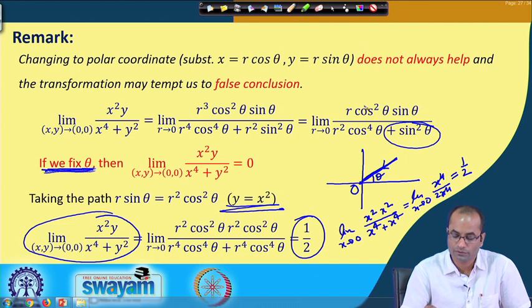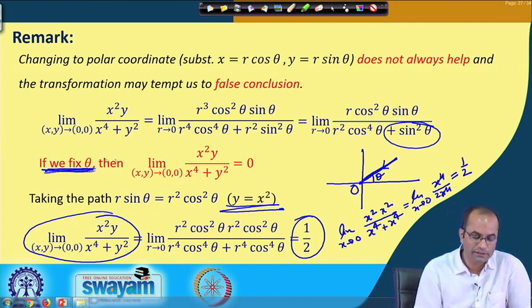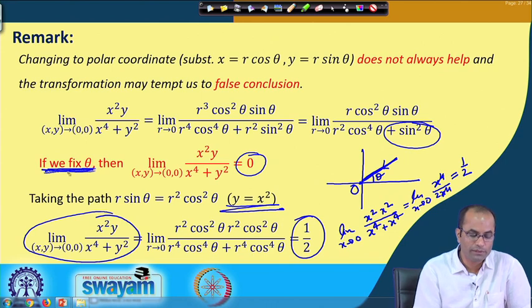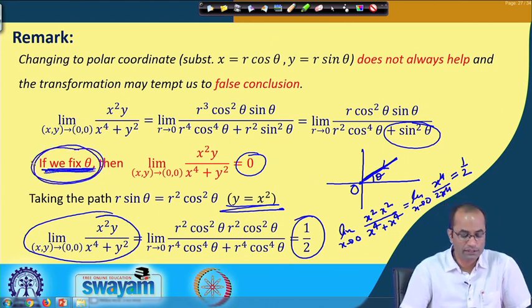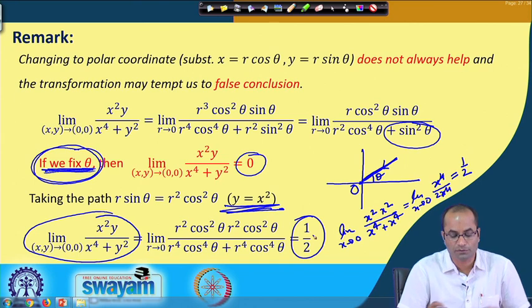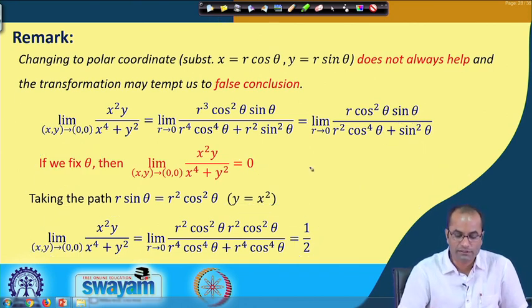While by not closely looking at this here, we could have made this mistake by taking this limit here as r goes to 0, and then this limit is 0. But this is not the case. As we have seen, this is indeed 0, but in that case we have to fix this theta, and then the limit is 0. We have anyway seen here by taking this path the limit is half. So, limit does not exist in this case.